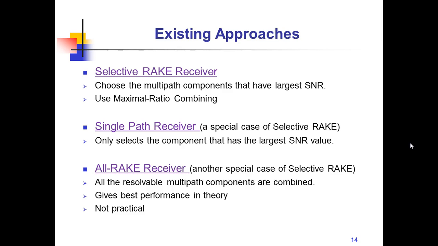The selective rake receiver just chooses the multipath components that have the largest signal-to-noise ratio, and combines them to produce the output. Oftentimes, it uses the maximal ratio combining. The simulator designed in this project is also using this combining scheme, and it was introduced previously. This combining scheme can give the largest gain in SNR.